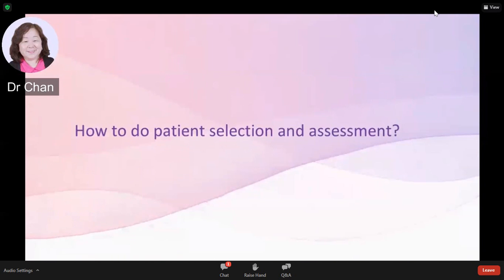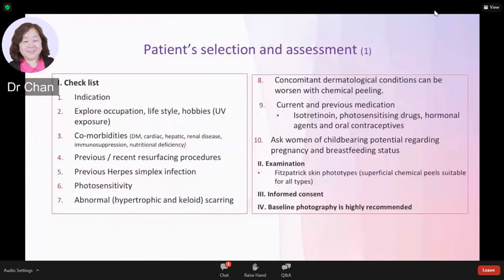How do we do patient selection and assessment? This is the checklist for patient selection and assessment. Firstly, we need to get the right indication, and explore the patient's occupation, lifestyle, and hobbies, mainly in regard to the degree of UV exposure. Ask for their associated comorbidities.